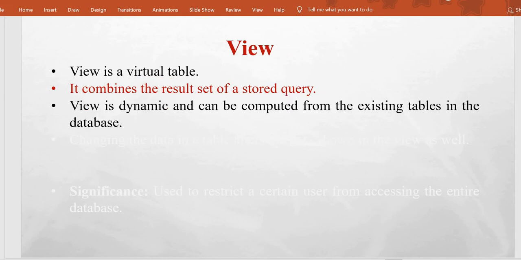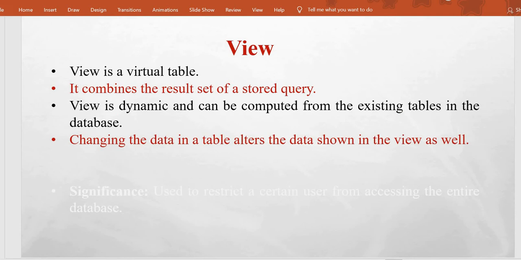So we can say that views are dynamic in nature and can be computed from the existing tables in the database. We are extracting the records from one or more than one table. By more than one table we mean that we may have a join query, sub query, or other operations like union and intersection, and that result can be stored as a dynamic view. And if you change the data in the table from where the records are extracted, the same changes will be reflected in the view as well.